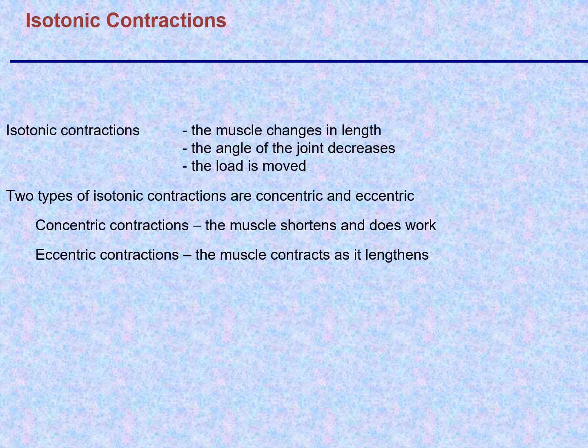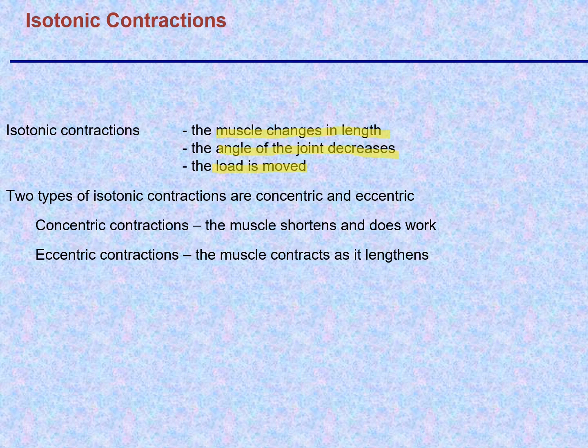Okay, I said we would get back to the idea of isotonic versus isometric contractions. In isotonic contraction, the muscle changes in length. The angle of the joint across which the muscle is connected will decrease. So, for example, if you contract your biceps, it'll shorten and your lower arm will bend upwards. The angle decreases. And the load, if you have something in your hand or even just the weight of your lower arm, gets moved.